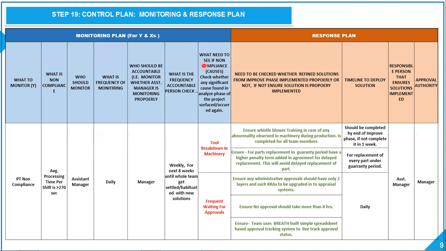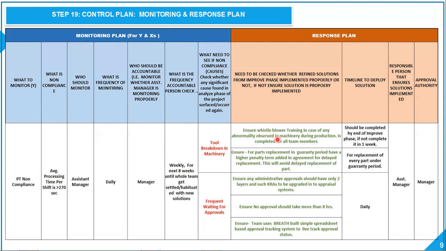So what needs to be seen if there are any non-compliances, if for any given shift the average processing time goes beyond 270 seconds? What the assistant manager needs to do with the shift supervisor is check whether this statistically significant cause has resurfaced or not. Whether this particular cause occurred in a given shift, we need to check that, right? Like tool breakdown in machinery or frequent waiting for approval, whether these causes do occur over there. You need to check that.